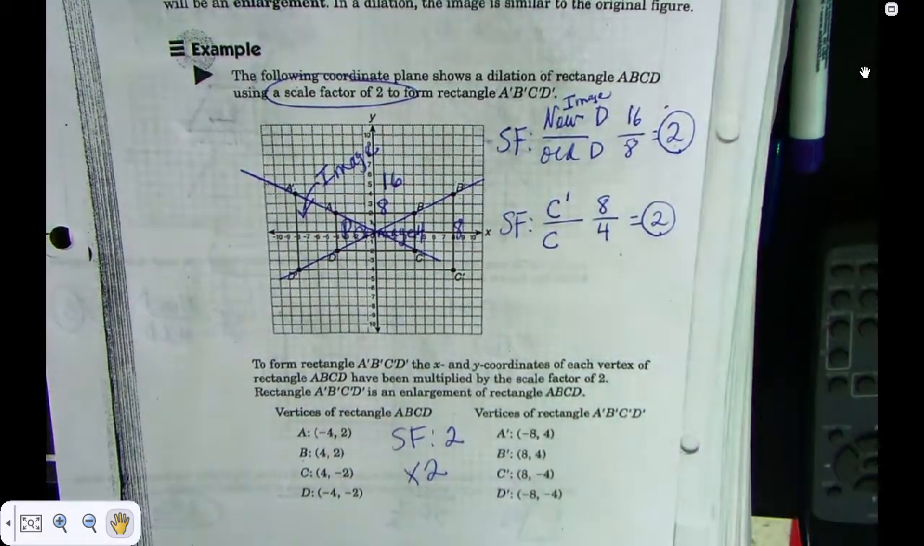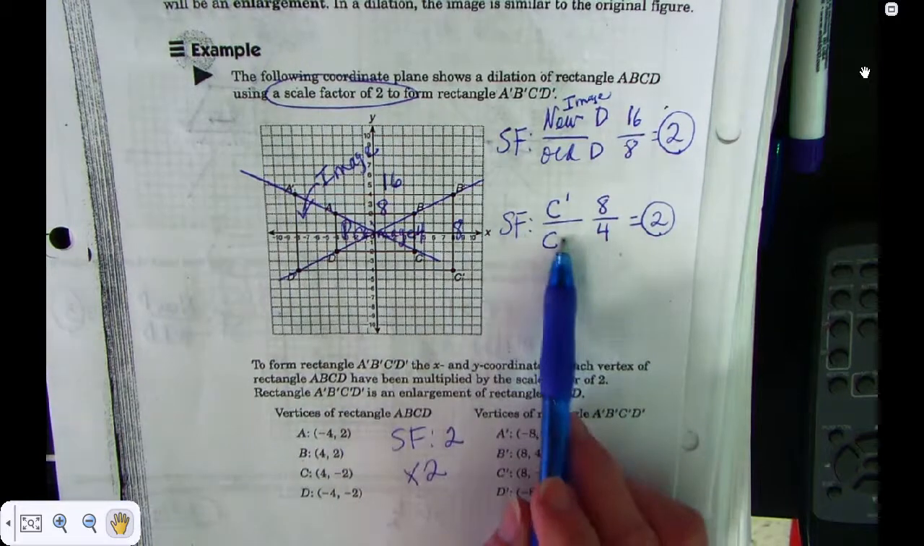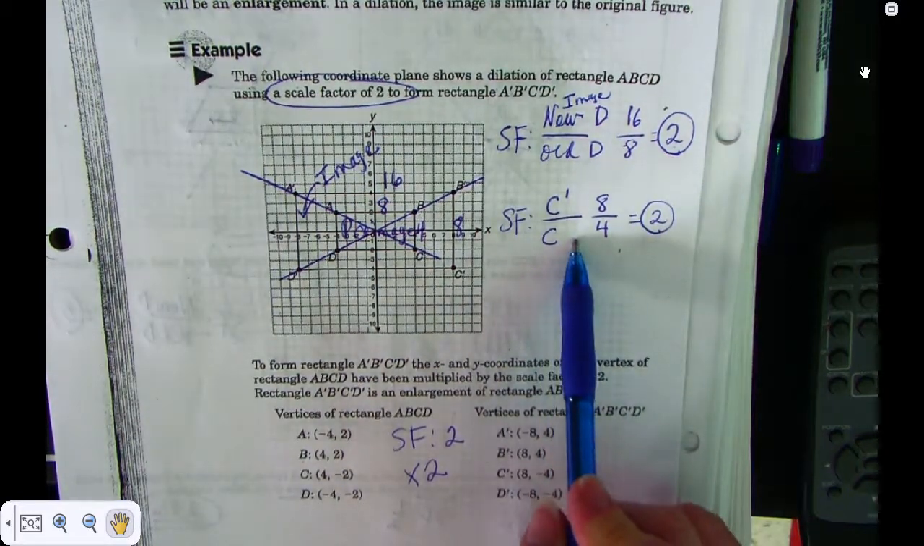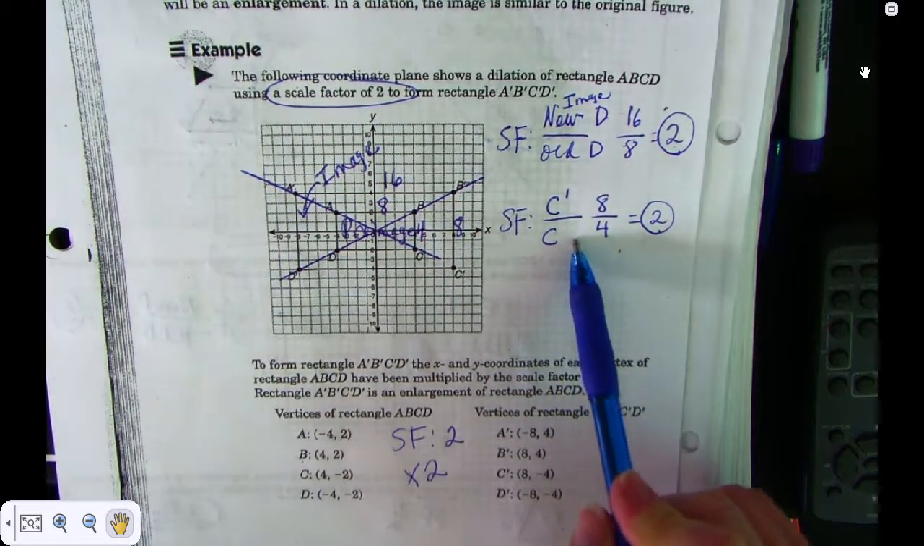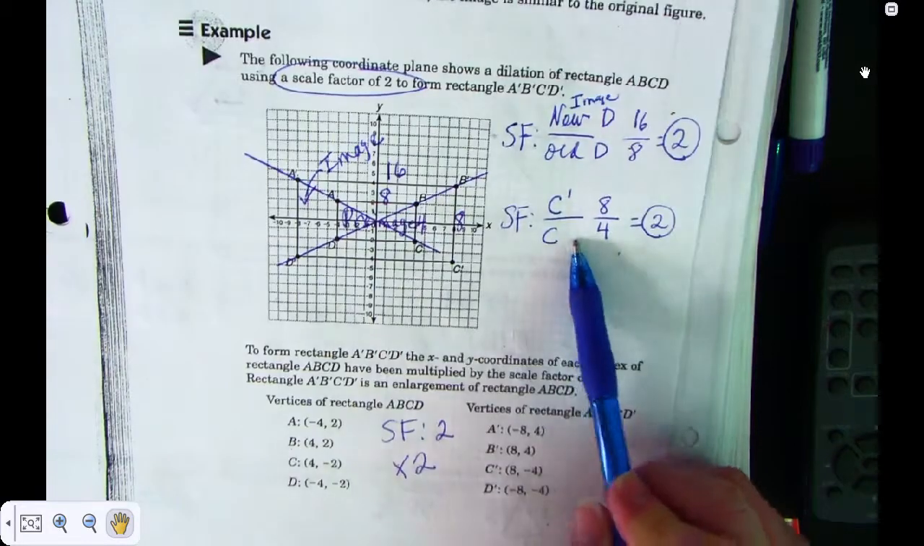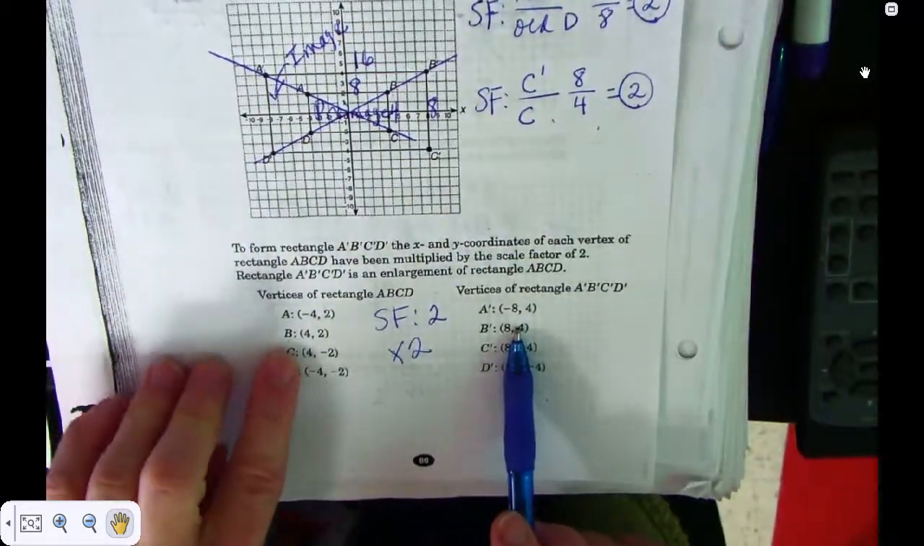What if you can't tell what the dimensions are? What if you don't know what the dimension is? What do you have to do? The coordinate. You have to take the coordinate. Now look, yesterday we did C prime and C. But we could take B prime and B down here.